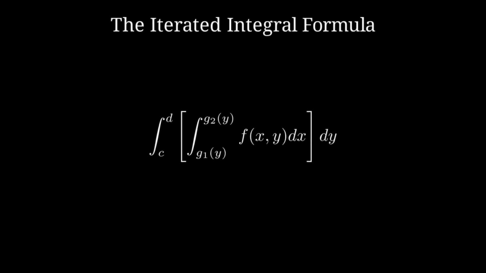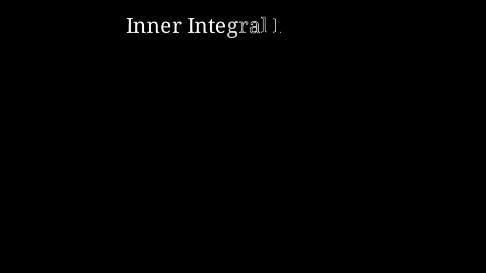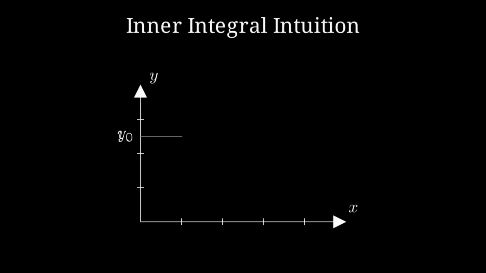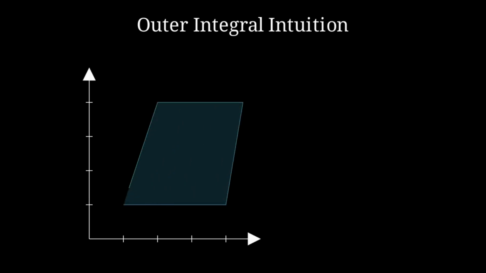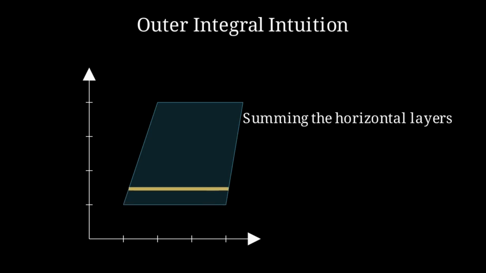Notice the order: dx is inside because we are summing across the horizontal strip first. The outer integral dy then accumulates all these strips from the bottom constant c to the top constant d. When performing the inner integration with respect to x, we treat y as if it were a constant. We are essentially finding the area of a cross-section of the volume at a specific horizontal level. Once the inner integral is solved, we are left with a function of y. The outer integral then sums these values along the y-axis, providing the total volume or area of the defined region.